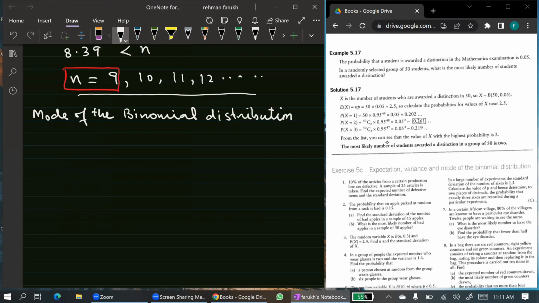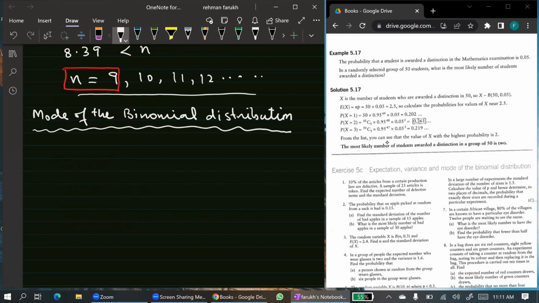Example number 5.17 is about how we can find the mode of the binomial distribution. Now, what is mode? How can we define mode? Mode is the most occurring number having the highest frequency, or the number having the highest probability. As you know, the binomial distribution is for a discrete variable.